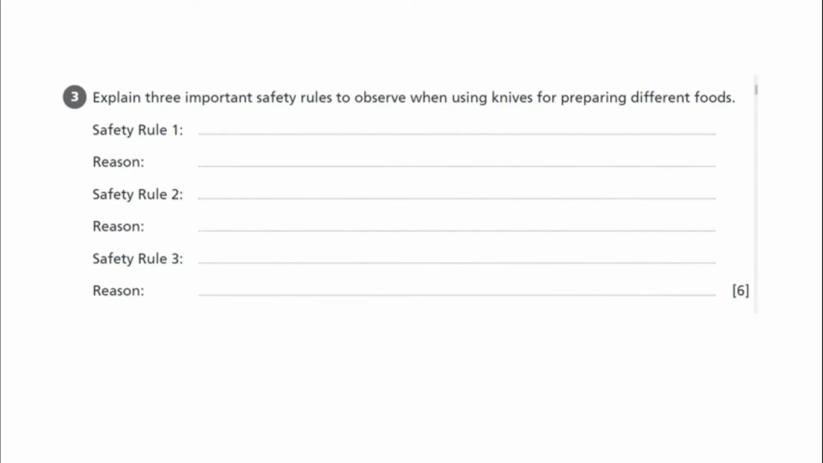First of all, read the question. Explain 3 important safety rules to observe when using knives for preparing different foods. Safety Rule 1, the reason. Safety Rule 2, and a reason. Safety Rule 3, and a reason.